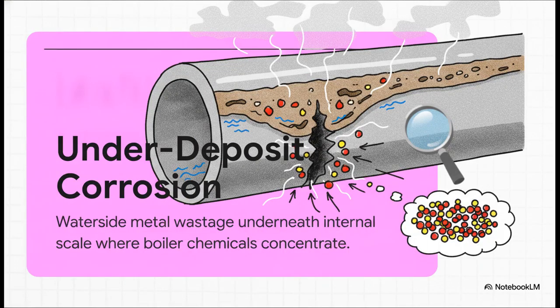Then we have under-deposit corrosion, or UDC. Remember those cations we talked about building all that scale and crud? Well, that scale isn't completely solid. It's actually porous. Water seeps right underneath it. As that water boils off against the super hot tube wall, the aggressive chemicals left behind, like sodium hydroxide, concentrate to extreme levels inside those tiny pockets. They end up eating a deep gouge right through your high-heat flux evaporator tubes. It's literally an acidic attack hiding under a chemical blanket.